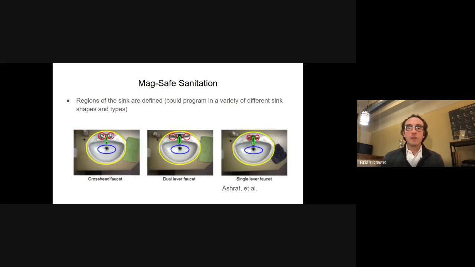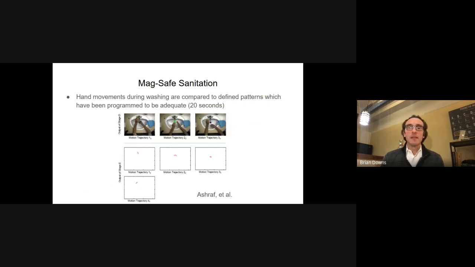This could be used in various regions of the world, depending on the type of sink, because all that would be needed would be to program in the specific sink that is viewed from the camera placed above the sink. Next slide. And then the trajectory of hand movements would be compared to the defined patterns which have been programmed in to be adequate based on 20 seconds of vigorous hand washing. Next slide.